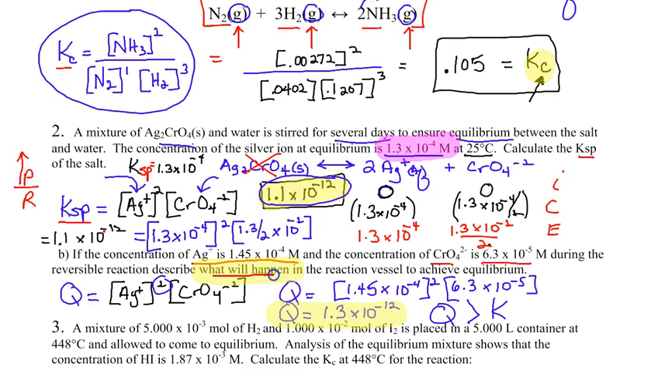K is very small, so we've got this kind of YouTube thing. The K is down here. If the Q is larger than the K, here's my Q, here's my K. If it's larger, then it always moves toward equilibrium. That means it's going to go in the reverse. The reverse reaction is spontaneous. What is the reverse reaction here? The ions becoming the solid.